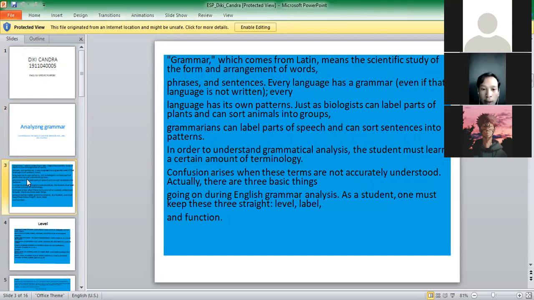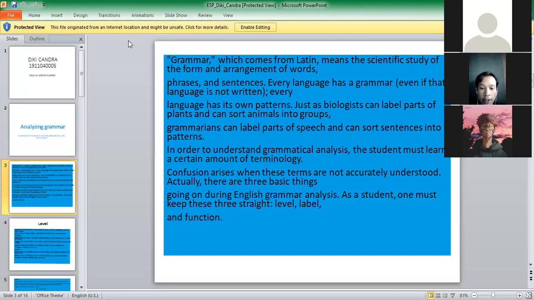Grammar, which comes from Latin, means the scientific study of the form and arrangement of words, phrases, and sentences. Every language has a grammar, even if that language is not written. Every language has its own patterns, just as biologists can label parts of a plant and can sort animals into groups. Grammarians can label parts of speech and can sort sentences into patterns.